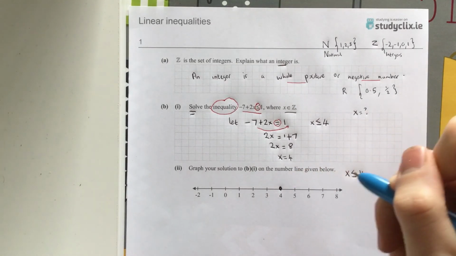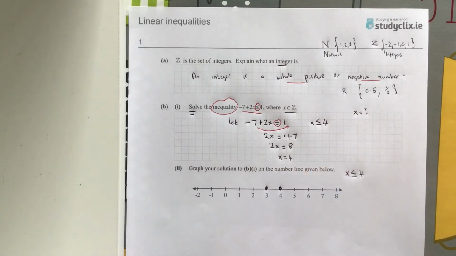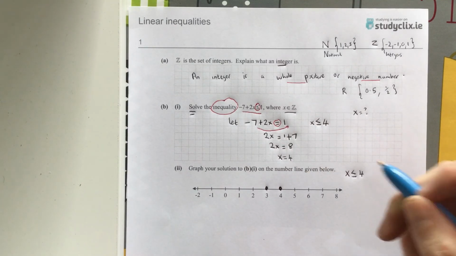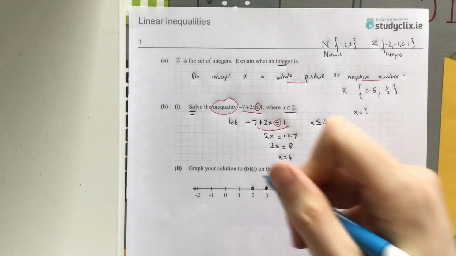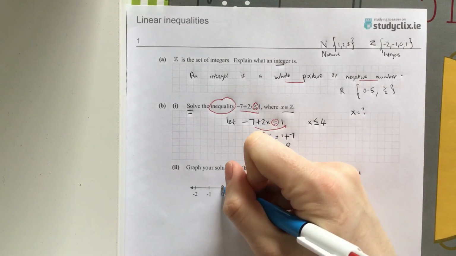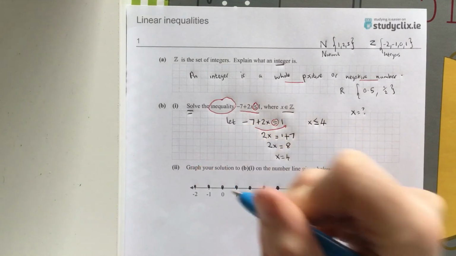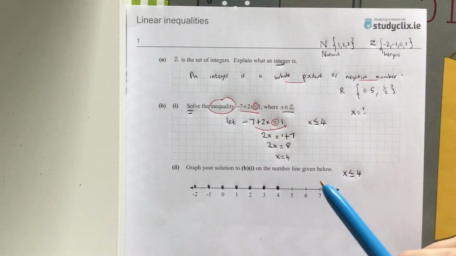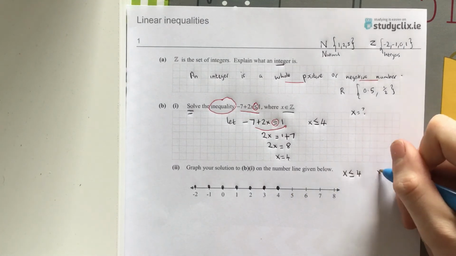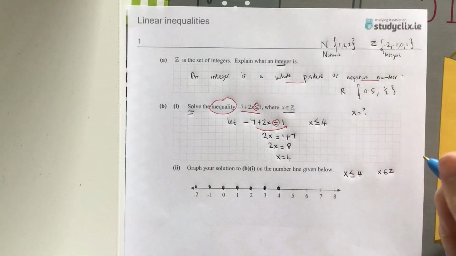A whole number here as well is 3. 3 is less than 4, 2 is less than 4, 1 is less than 4, and so forth. All of these numbers are included because we're told that x is an element of Z. That means it's a whole positive or negative number.